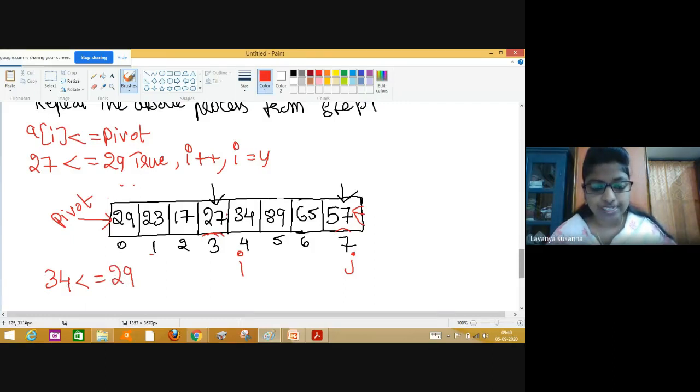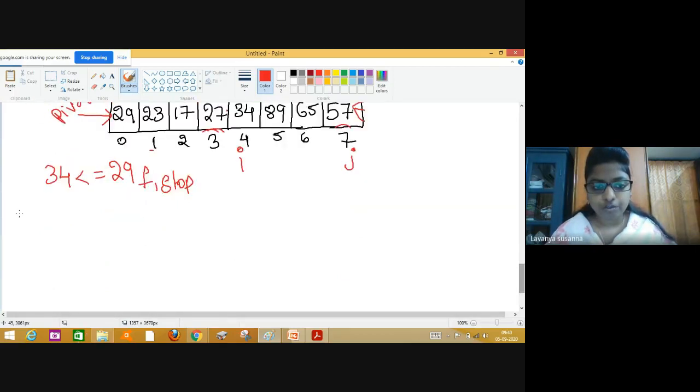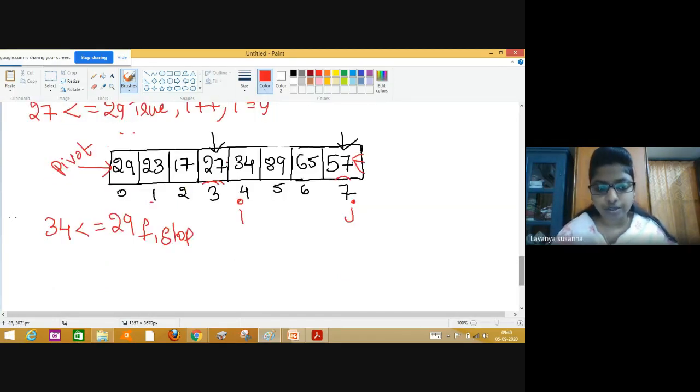See, 34 is less than or equal to 29. False. When it is false, stop incrementing. Now move the j value. I hope you understood. Now move the j value. How to move the j value?